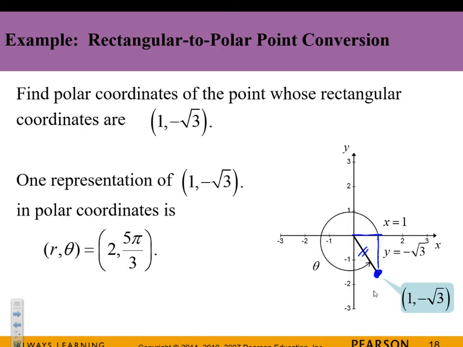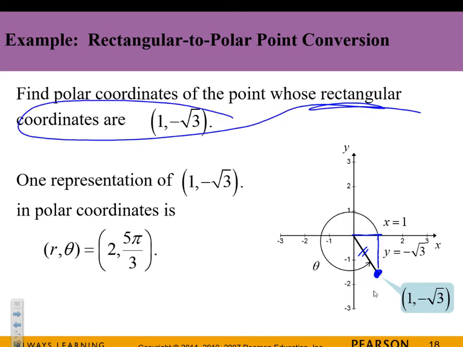Quiet, please. Thank you. How do you know that the coordinates on the right were like that? Because they told me these were rectangular in nature. Rectangular means x comma y. If they told me they were polar in nature, then they're giving me r comma theta.